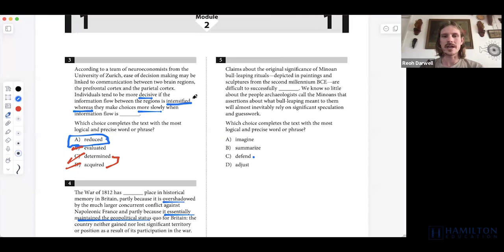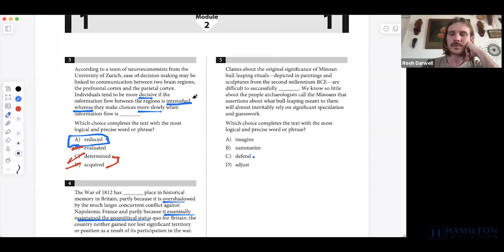That's why we don't want to do the strategy where we just plug and play each answer choice and see what sounds good. Because difficult to successfully imagine, difficult to successfully summarize, difficult to successfully defend, all three of those sound really good, and difficult to successfully adjust sounds maybe a little off, but it still kind of fits. All right. So we need to really understand what's the logic here. What meaning must we convey? Not just what sounds good when you put it in, what fits.